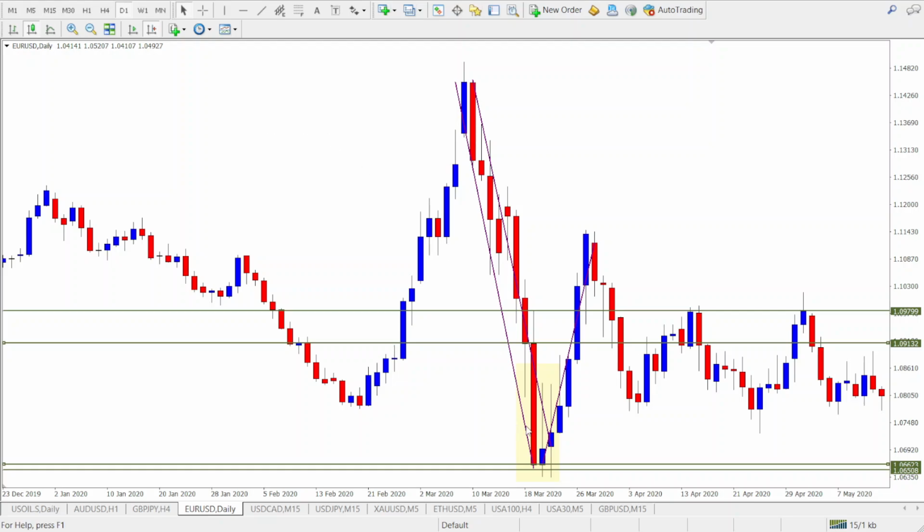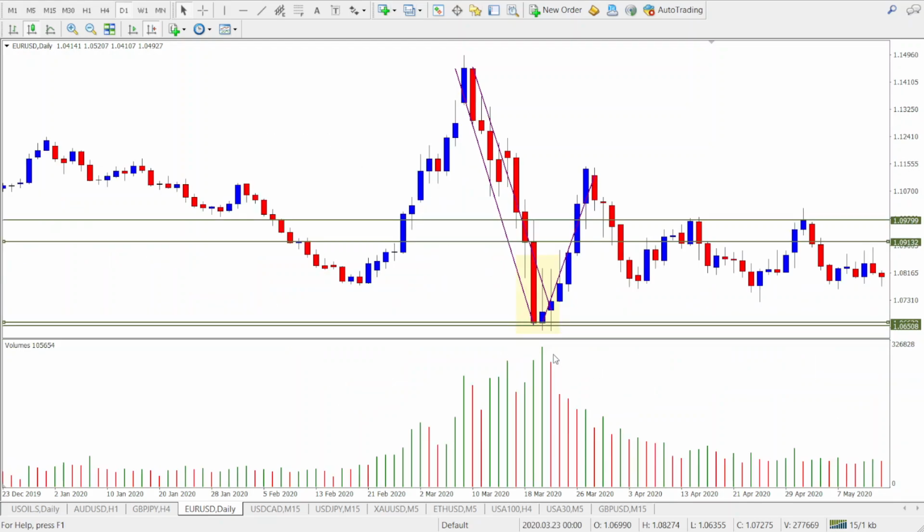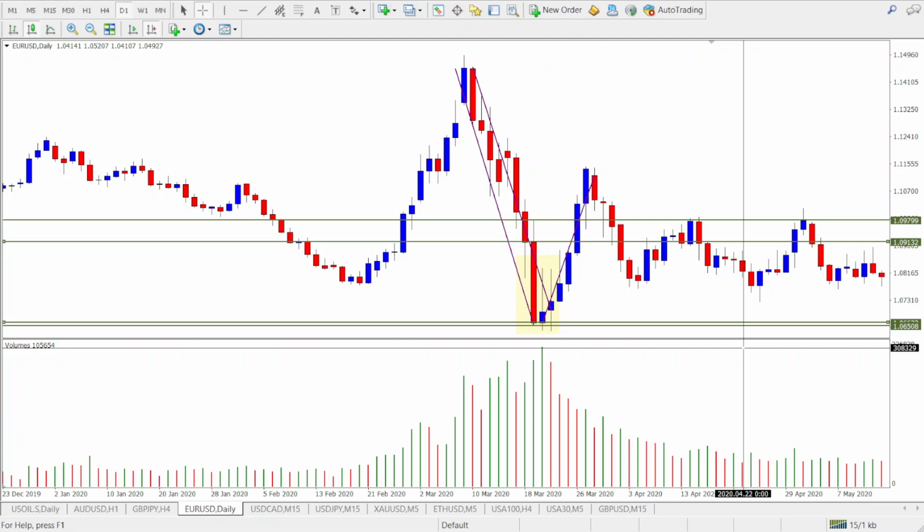So for that purpose, I'm just going to add the volume indicator to the chart, and you can see that right at the formation of the green candle, there was a spike in volume. Can you see that this was the highest volume over this period? So this first green candle, you can see how the volume was high. So it adds to the validity of the signal.